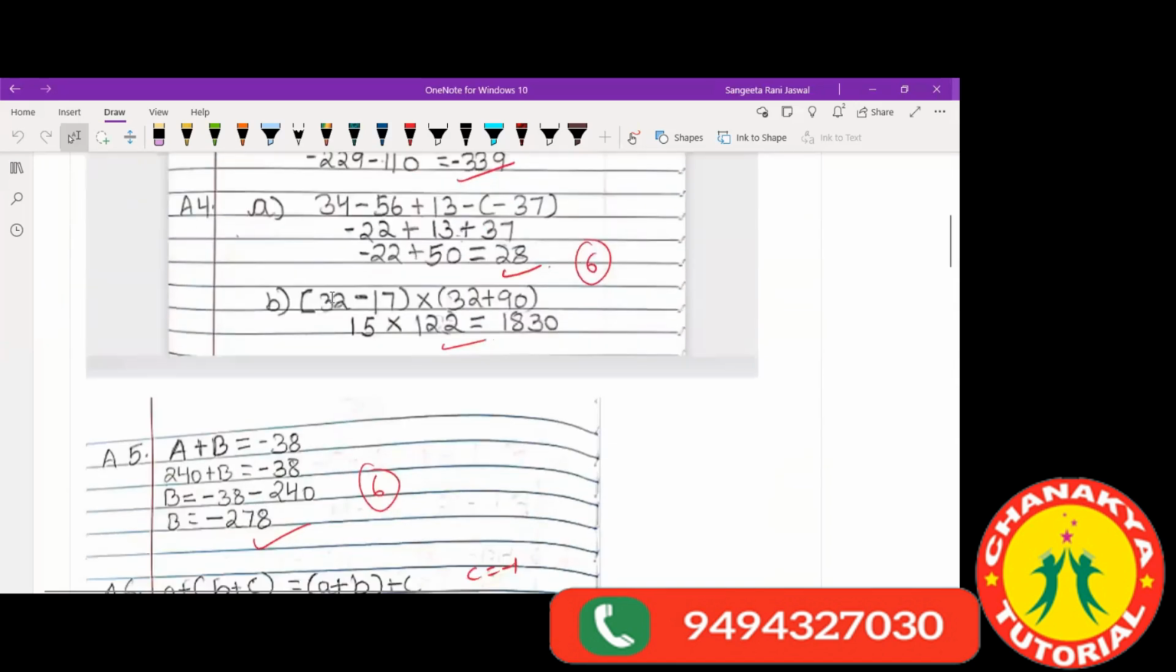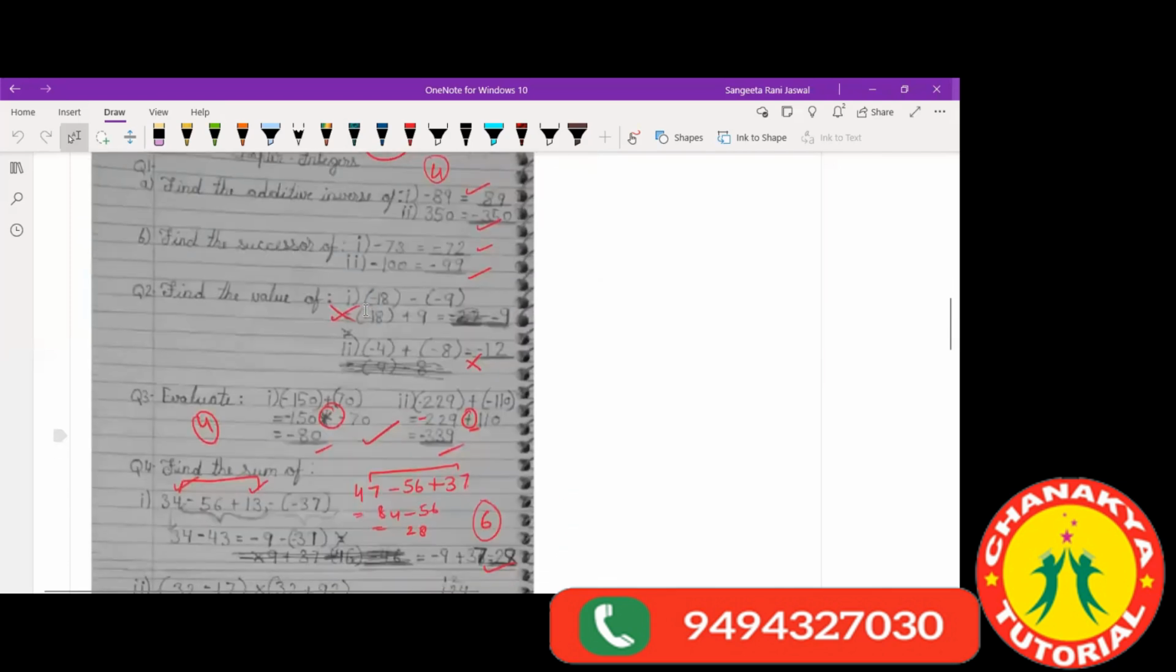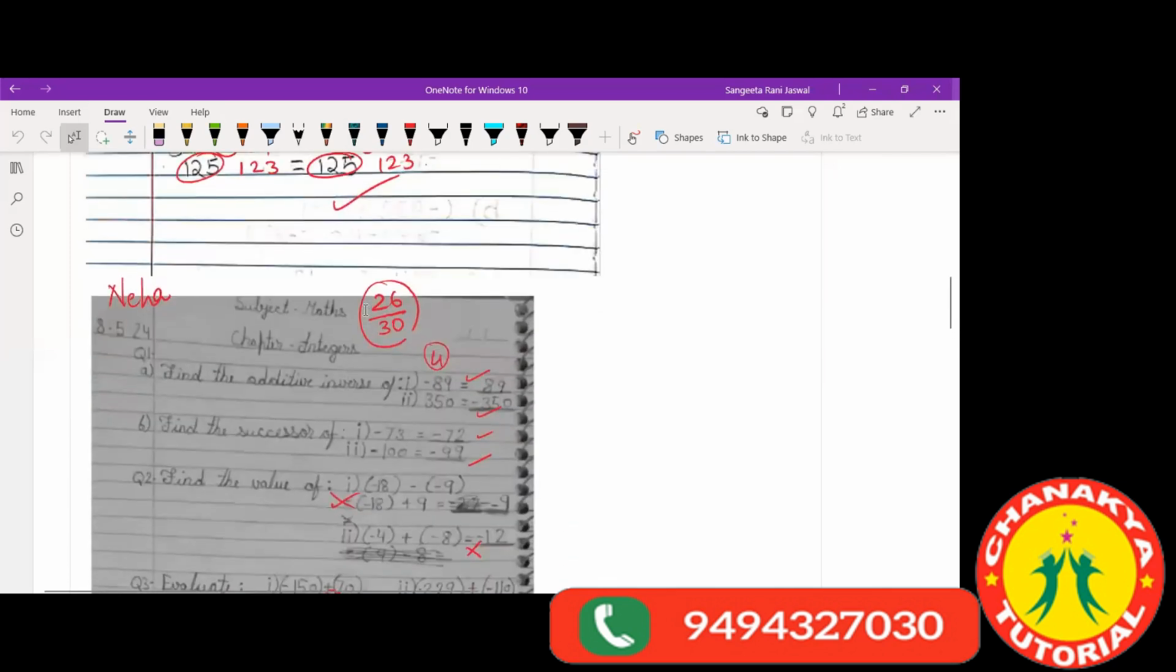Lakshita hasn't joined yet. Neha, yes, ma'am. This is your test paper. Better you can see your marks. You must have got your marks on the WhatsApp group also. Yes, ma'am. You can see your paper here. Your marks are 26 out of 30.